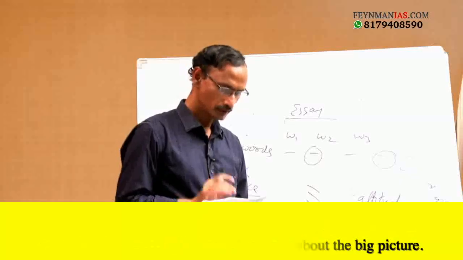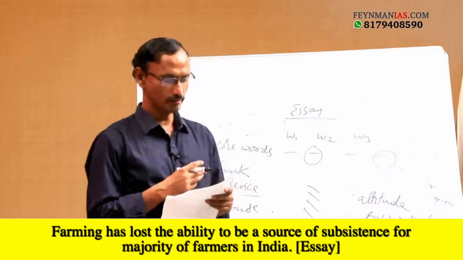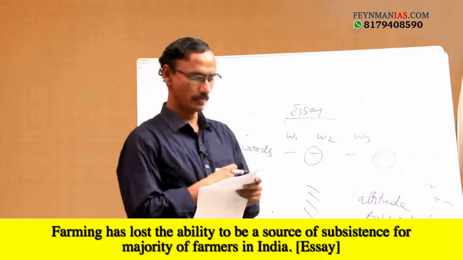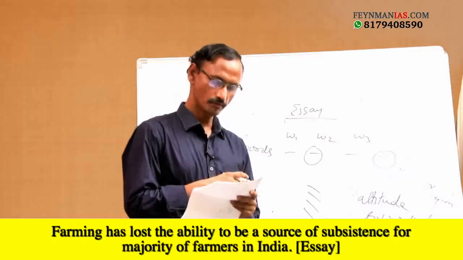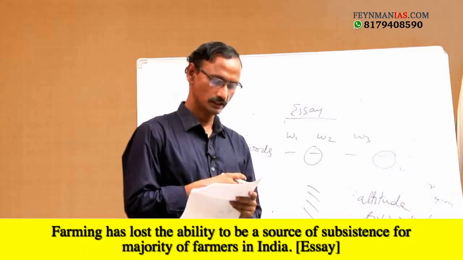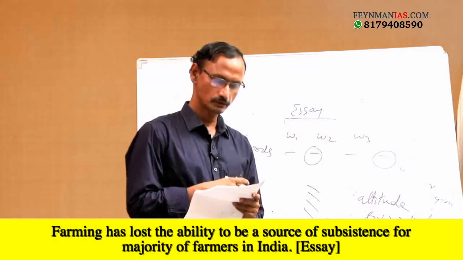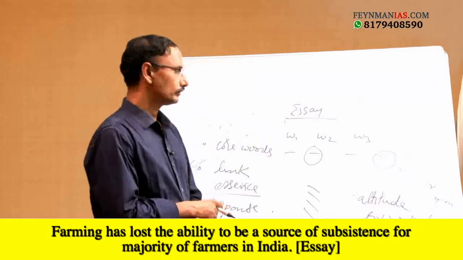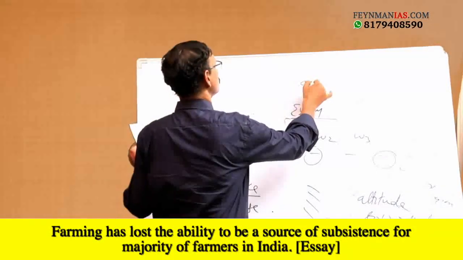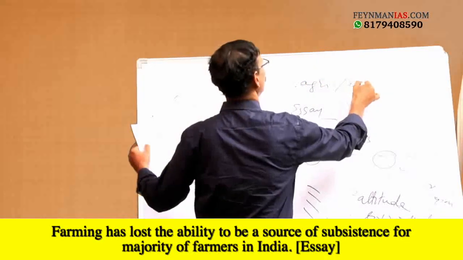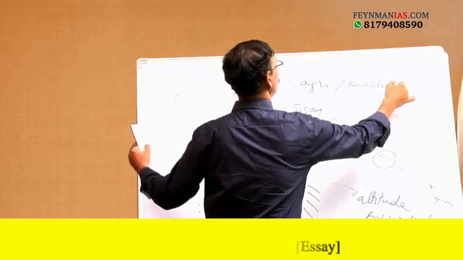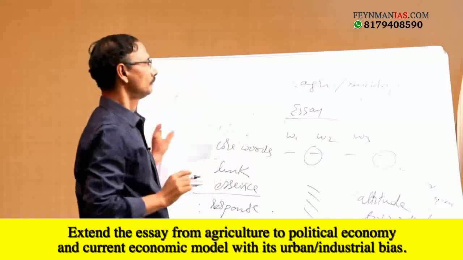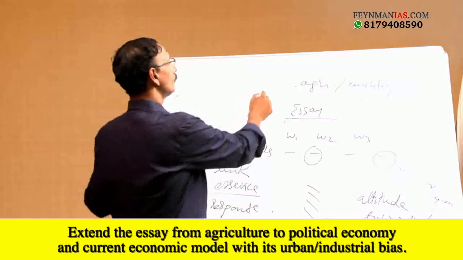But even if you take a simpler one, take for example: farming has lost the ability to be a source of subsistence for the majority of farmers in India. This is about the agricultural crisis, how farming has lost the ability to be a source of livelihood. So in the essay, of course the main topic is agriculture, suicides and livelihood issues. But then in an essay, don't confine yourself only to agriculture.